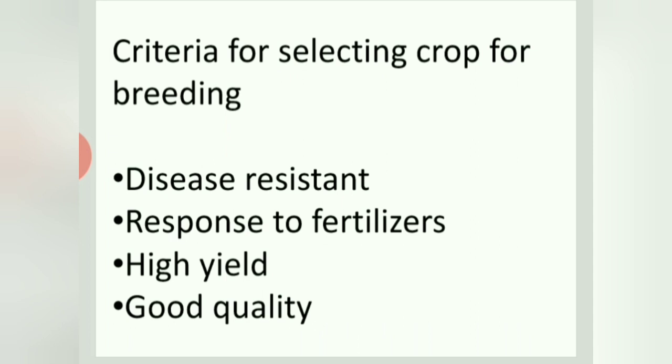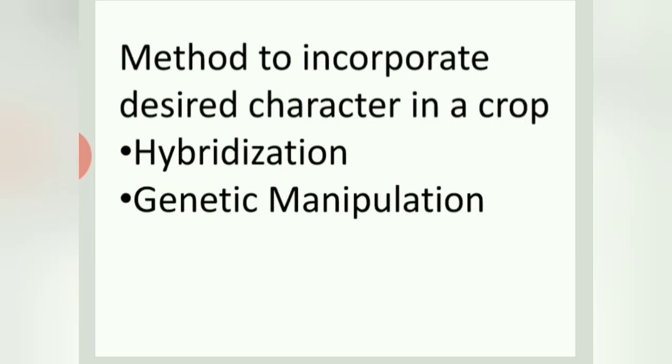So what are the criteria for selecting the crop for breeding? There are 4 points. First, the crop should be disease resistant. Second, it should be responsive to fertilizers. Third, it should give a higher yield, and the farmer will never compromise on quality. The fourth point is good quality. So the criteria for selecting the crop for breeding are disease resistance, response to fertilizers, higher yield and good quality.